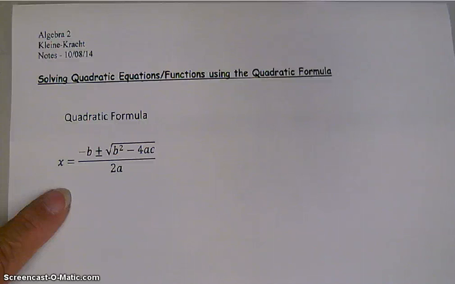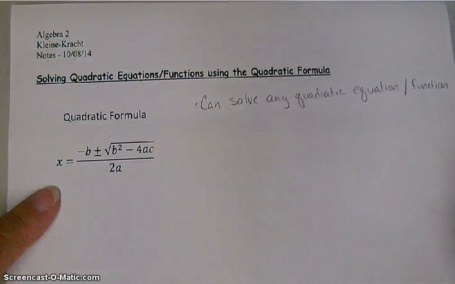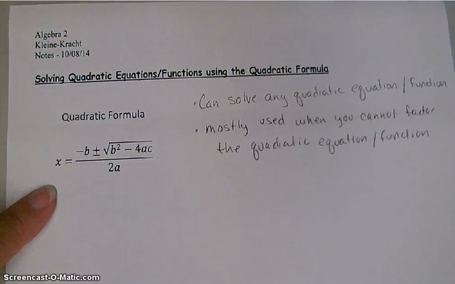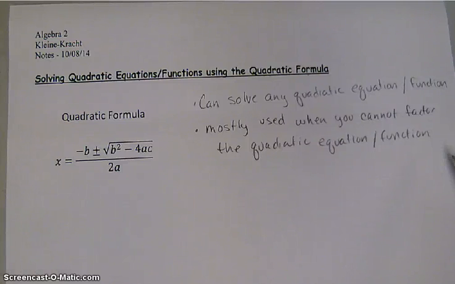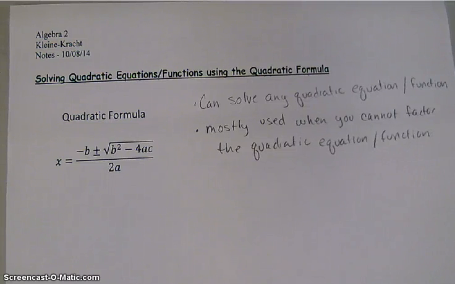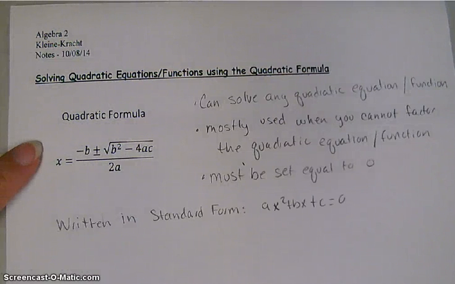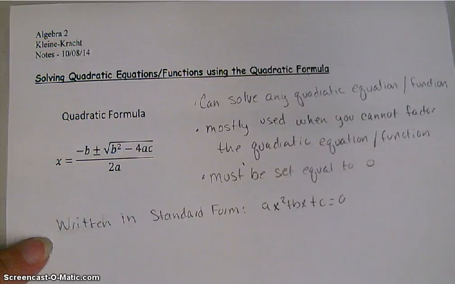So start memorizing now. The good thing about the quadratic formula is that you can use it to solve any quadratic equation or function, but it's mostly used when we cannot factor the quadratic equation or function. Up to now we've been able to factor everything we looked at, but when you cannot factor, you'll need to use the quadratic formula. And in order for the quadratic formula to work properly, you have to have the quadratic function set equal to 0. So when you start using the quadratic formula, make sure that your function is written in standard form, which is ax squared plus bx plus c, set equal to 0.